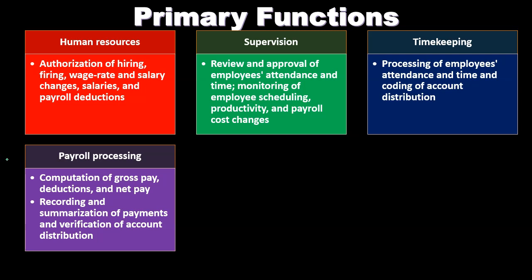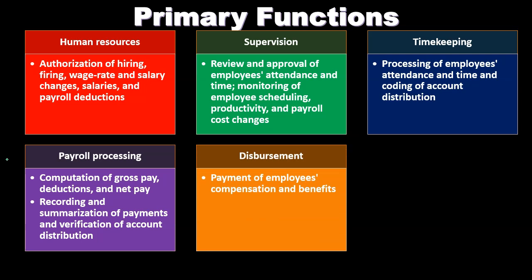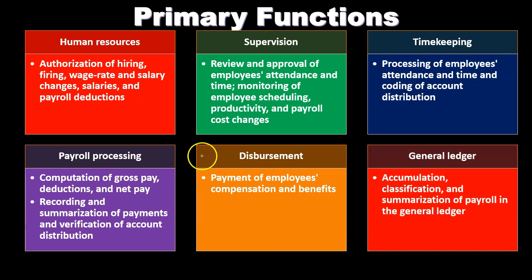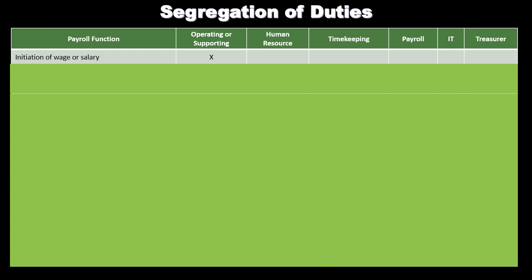Payroll processing: computation of gross pay, deductions, and net pay, recording and summarization of payments, and verification of account distribution. Then we have the disbursements function: payment of employees, compensation, and benefits. And finally, we have the general ledger function: accumulation, classification, and summarization of payroll in the general ledger.